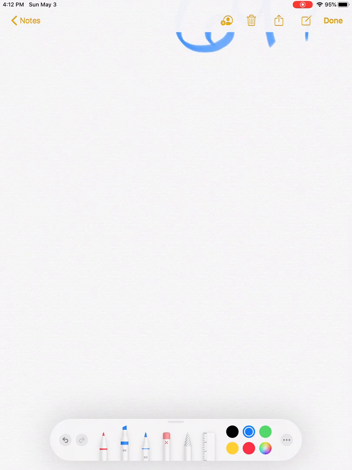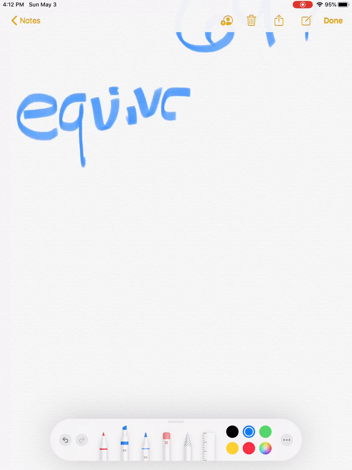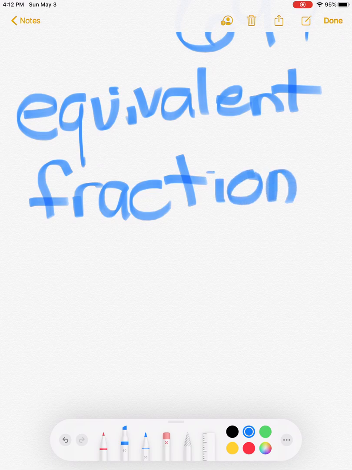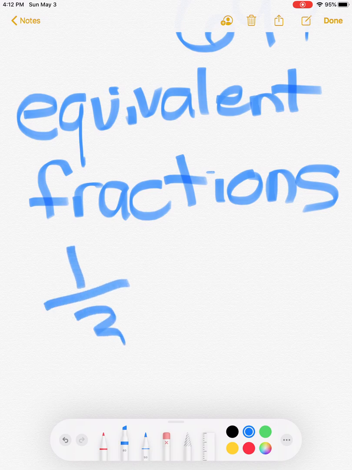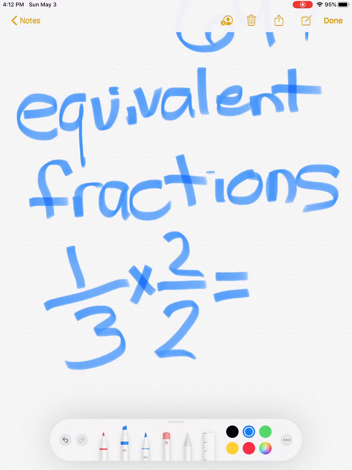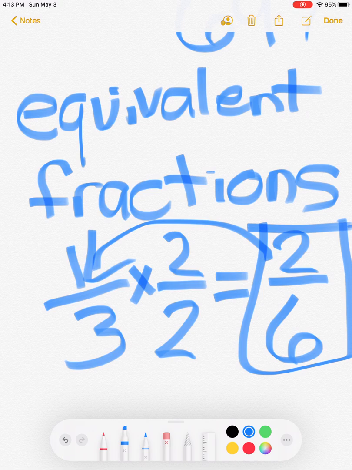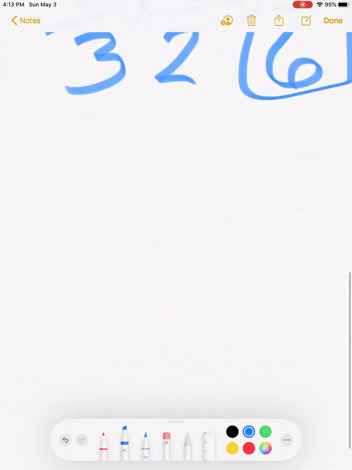On the top of 695 is some vocabulary. One of the words is equivalent fractions. An equivalent fraction is taking a fraction and naming it in an equivalent way. For example, if we had the fraction 1/3, if we multiply the numerator and the denominator by the same thing, we get 2/6. And that is an equivalent fraction to 1/3. Okay, we've just done the same thing to the numerator and the denominator.